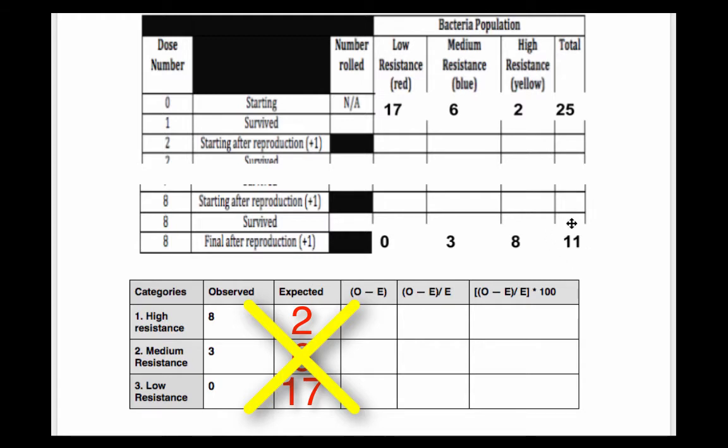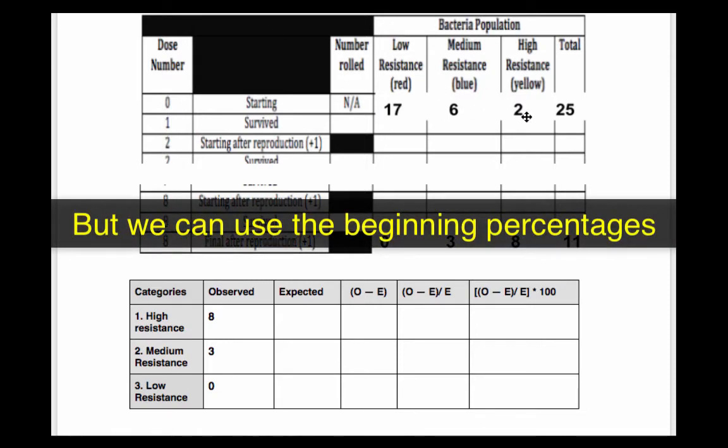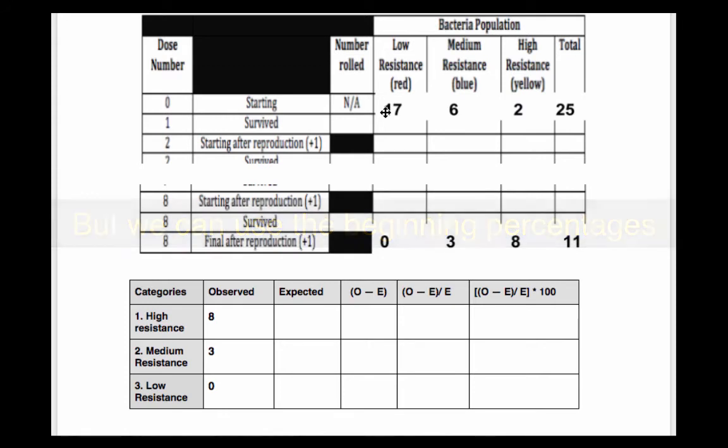However, if we're trying to figure out if evolution has happened, we can figure out what were the beginning percentages of the low, medium, and high resistance in the original population, and if no evolution occurred, then we expect to have the same percentage breakdown of low, medium, high. For example, if the medium resistance was half of the population, or 50%, in the beginning, then it should be 50% of the population at the end, which would be 50% of 11, which is 5.5.